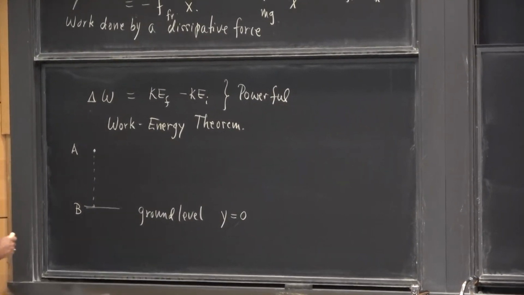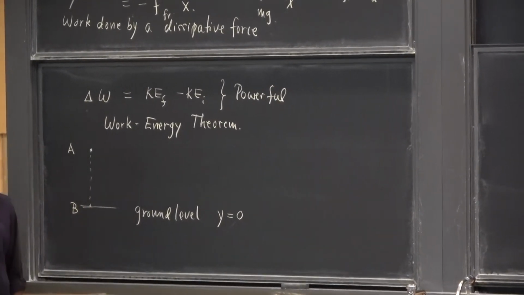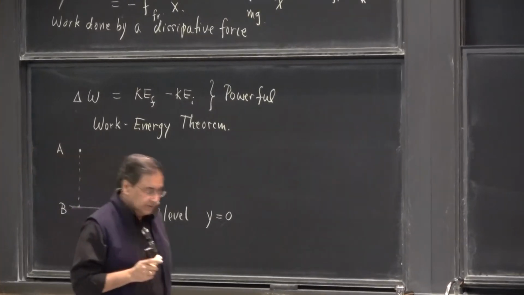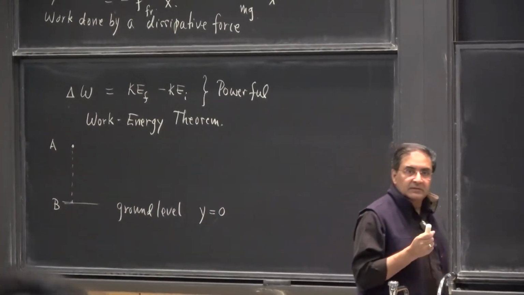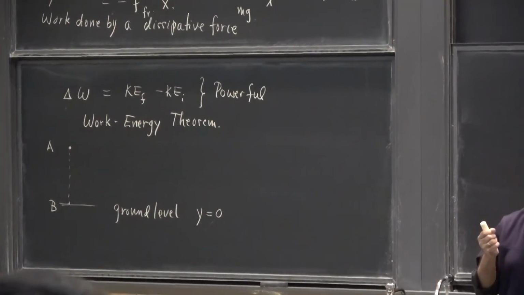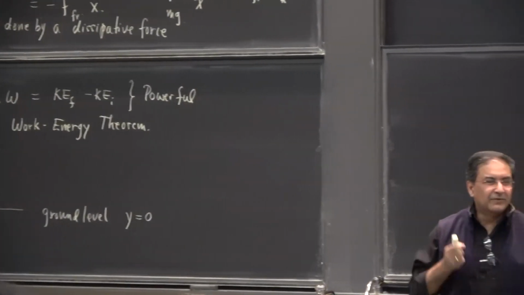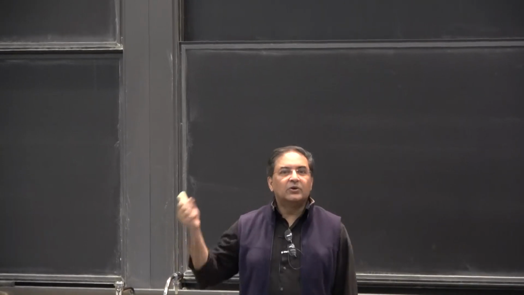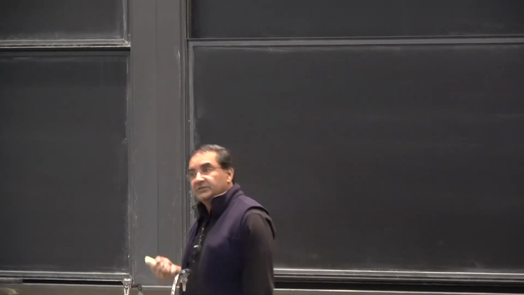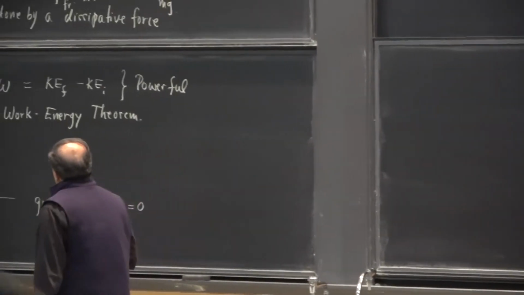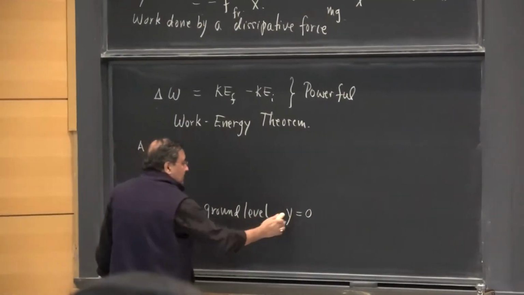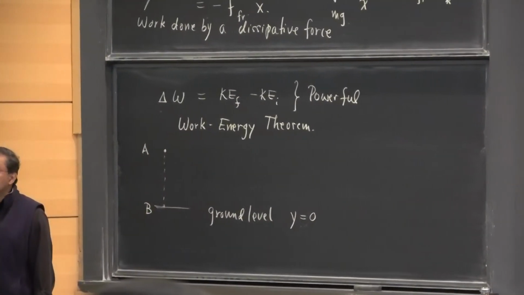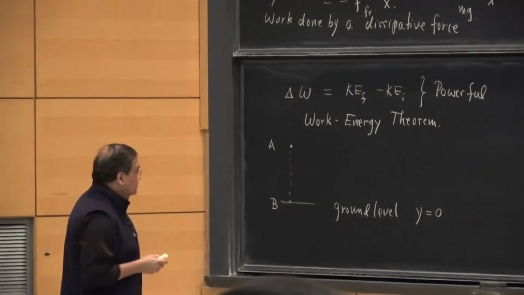Why is that important? Because we are going to be dealing with what we will call potential energy. And potential energy is the energy by virtue of where you are, by virtue of your configuration, by virtue of your position, by virtue of your placement. That's what potential energy means. So in other words, when you say y is equal to 0, that means you are setting the 0 of potential energy. That's what it means.